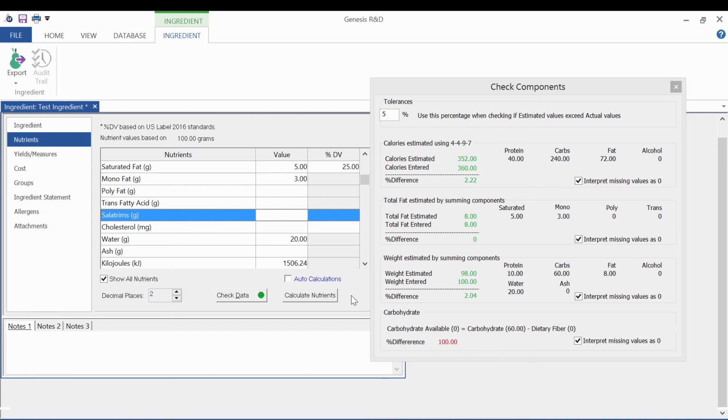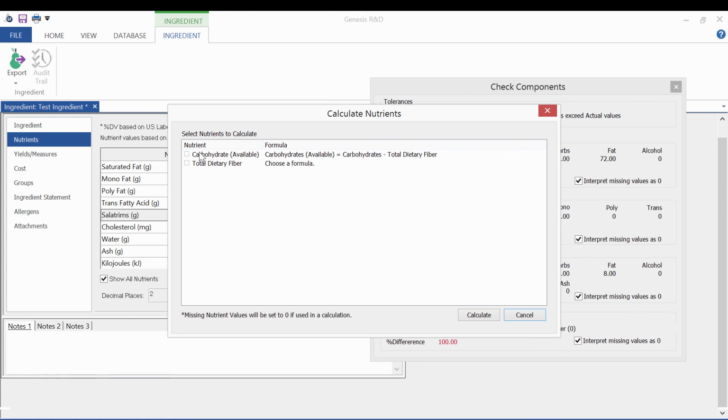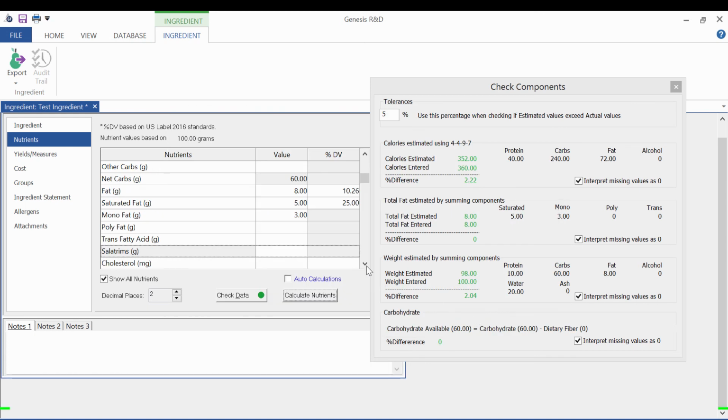Now I can go back over here and calculate nutrients. And if I click on carbohydrates available, calculate that, and it shows up as 0% difference. So we know that that's been fixed. Okay, now we can see here that everything is in green and the check data button is in green. So we are good to go.